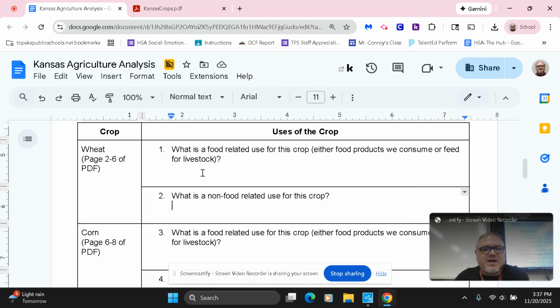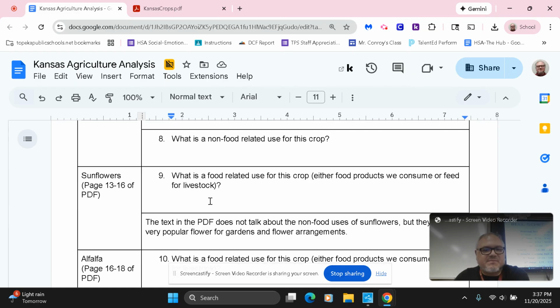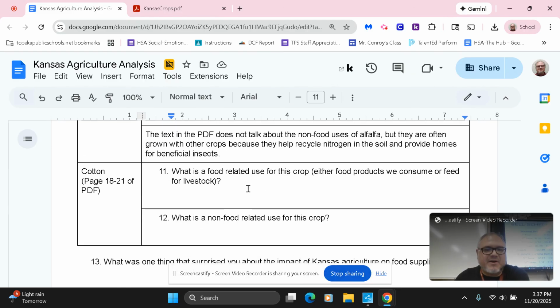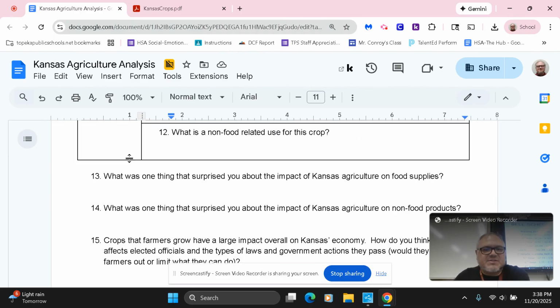So most of these crops will ask for both a food and non-food related use. Sometimes the PDF won't list one, like here for sunflowers. So again, I just wrote a note in. You don't have to fill in anything on that part. And then down here at the bottom, we've got some reflection questions. 13, what was one thing that surprised you about the impact of Kansas agriculture on food supplies? Maybe something you didn't know before as far as the type of food that is supplied by Kansas agriculture.